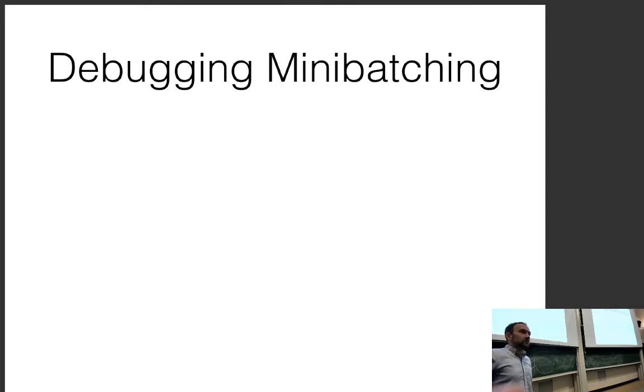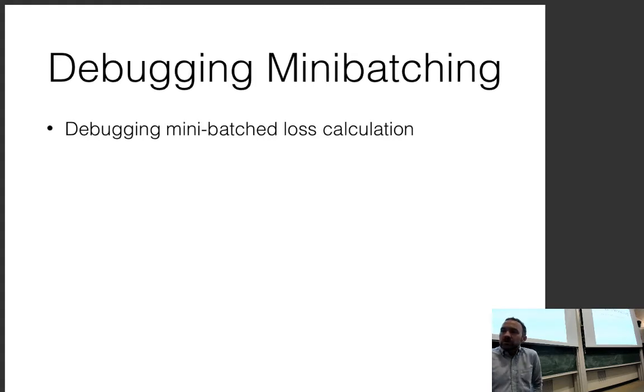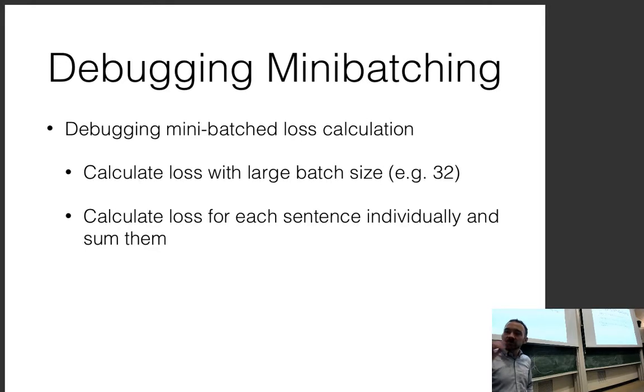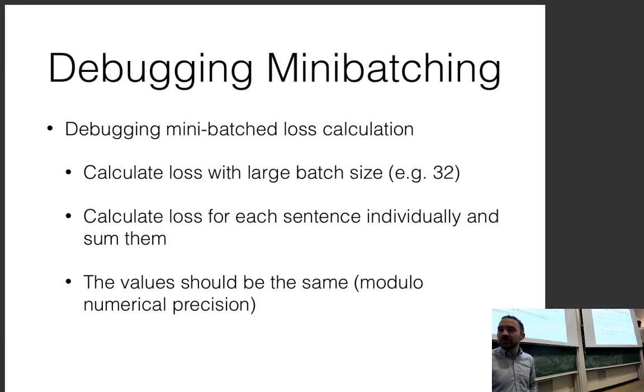Because generation is usually not mini-batched, but training is, the first thing you can do is make sure your mini-batch code matches your non-mini-batch code. And there's a very easy way to do this. You calculate the loss with a large batch size, let's say 32, and then you calculate the loss for each sentence with a batch size of 1, so individually, and then you sum them together. The value should be basically the same, modulo numerical precision issues that you get because you're calculating floating point numbers. So you do the first one with tensor multiplications, etc. You do this one by just writing a for loop through all the examples, and you can check that they're the same.